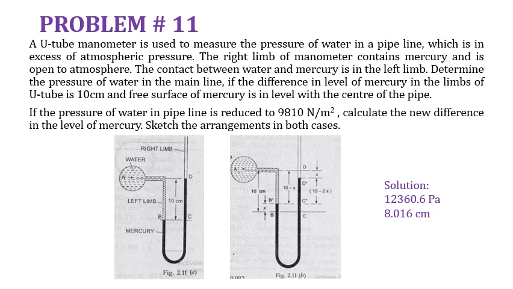So the difference in the level of mercury in the limbs of the U-tube is 10 centimeter, and the free surface of mercury is in level with the center of the pipe. So this D point is till the center of the pipe. So D point matches with this A point, with the center of the pipe, and the level difference is 10 centimeter. So once you have drawn the figure, now it is easy.